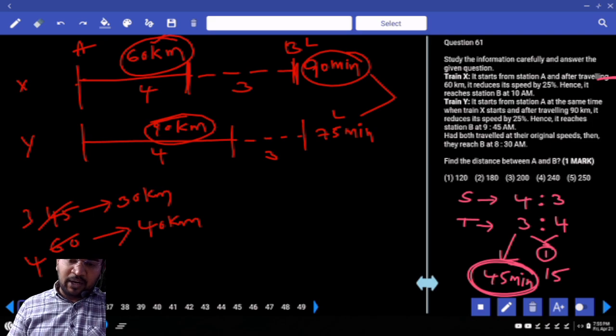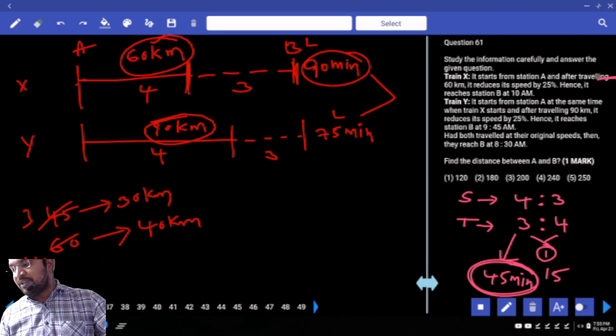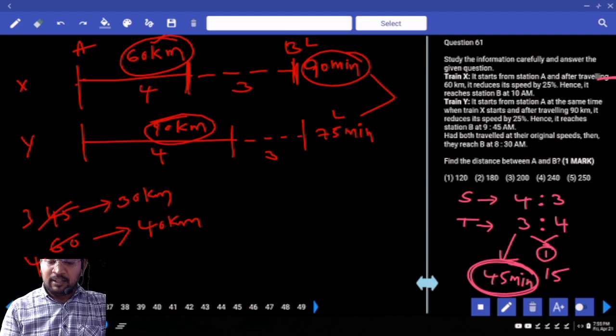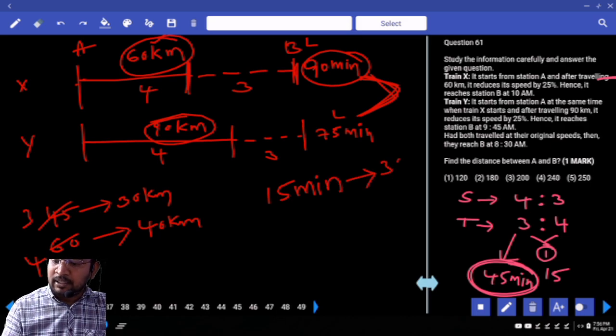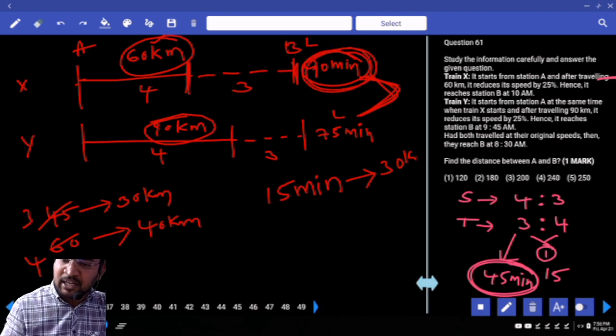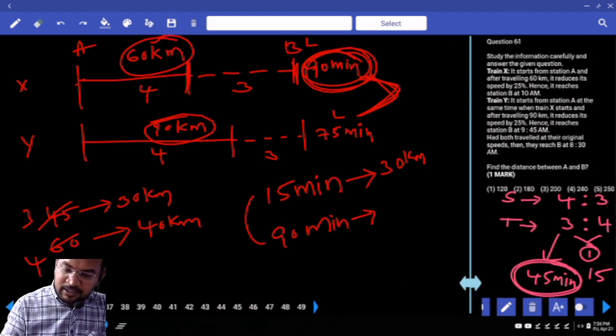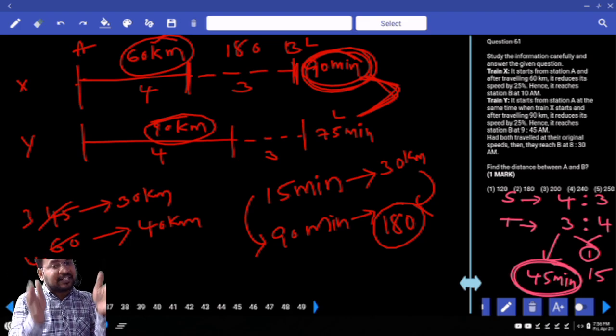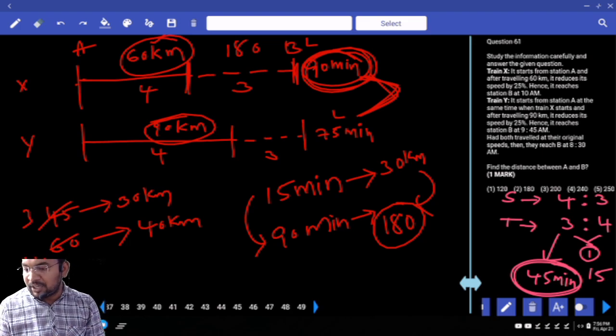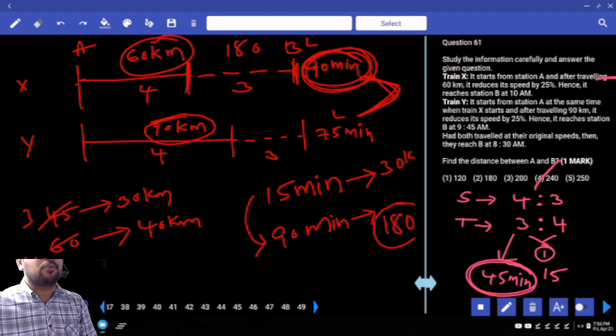Now look at here, all of you. If you observe carefully here, in 15 minutes, how much distance do I travel? 30 kilometers. In 15 minutes gap, difference is 30 kilometers. Now we need 90 minutes duration. 90 minutes duration, how much distance? 15, how many times? 6 times. 6 times 30 is 180. This 180 is not total distance. This 180 is the remaining distance. Therefore, total distance between A and B is how much? 240. Your answer is 240.